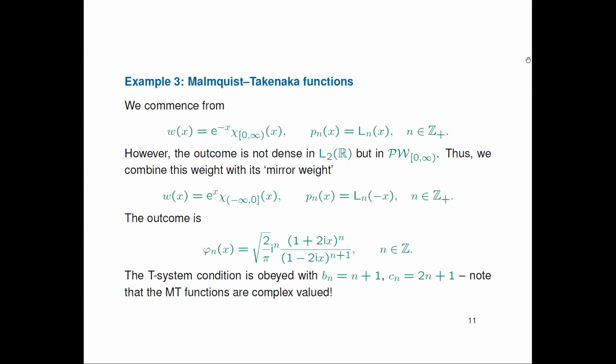But the remedy is very simple. Add to it the mirror weight, which lives in minus infinity 0, e to x times the characteristic function. Then the orthonormal functions are Ln of minus x. And the functions themselves are really beautiful. They are rational functions, complex valued, because we lost symmetry. So everything will be skew-Hermitian rather than skew-symmetric. Really beautiful functions, (1 plus 2ix) to power n over (1 minus 2ix) to power n plus 1. But now n is no longer greater or equal to 0. It ranges across all the integers, because n less or equal to minus 1 are these polynomials, n greater or equal to 0 are this.